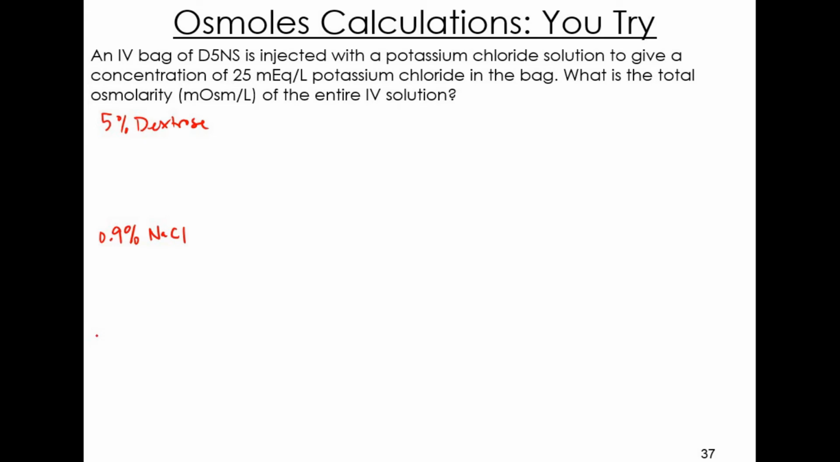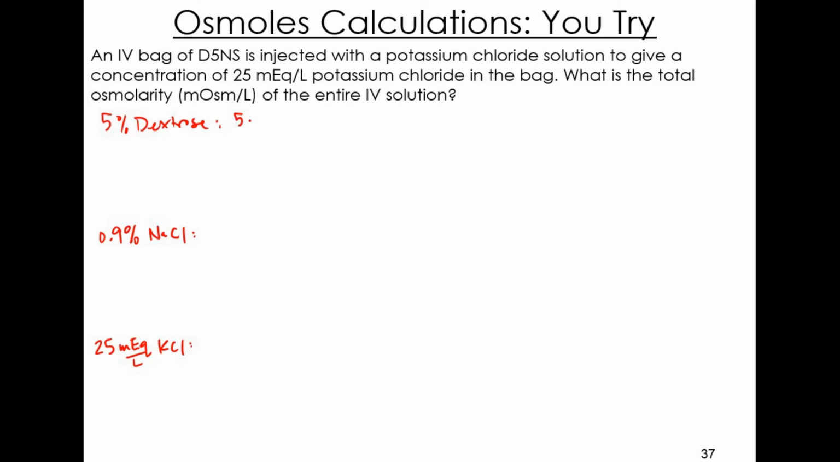And we also have the potassium chloride injected to a concentration of 25 milliequivalents per liter. So the goal here is to be able to take each of these components and convert them into milliosmoles per liter, and then sum up the concentration in milliosmoles per liter for the entire solution.